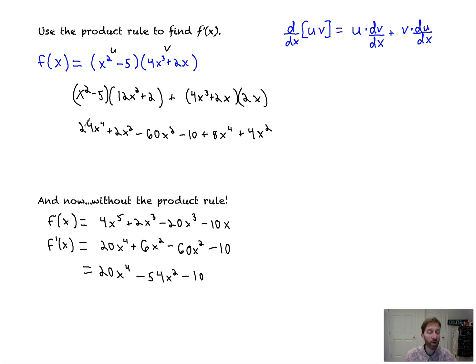And you know what? I'm noticing that we made a little error. I made a little error there in that 24. That 24 should be 12, right? 12x to the fourth. All right, anyway, so we're back here with 4x squared. Now we're going to combine like terms. So 12x to the fourth and 8x to the fourth is 20x to the fourth. 2x squared minus 60x squared is minus 58x squared, plus 4 is minus 54x squared. And then we have the minus 10 left. So it ends up being exactly equal.